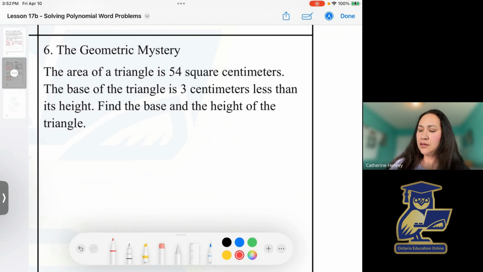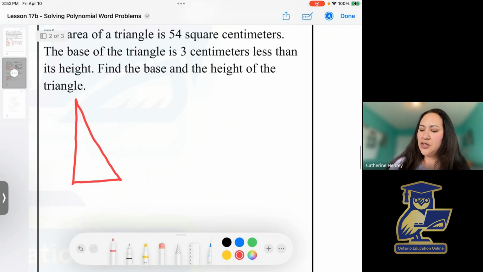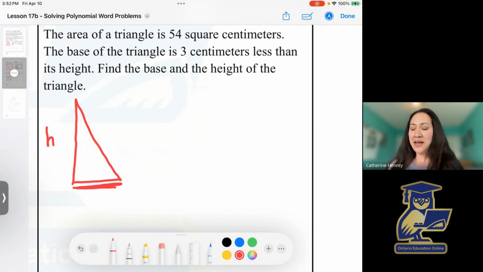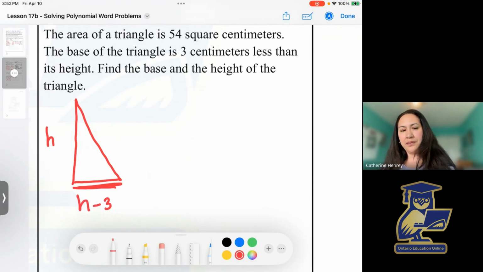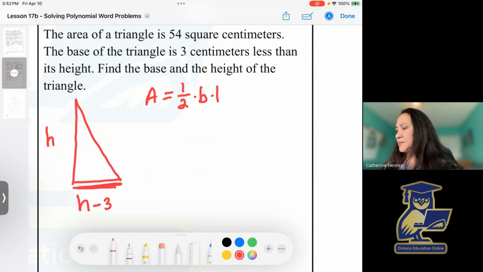So here, we're going to start with drawing a triangle. So we have h, which is the height of the triangle, and we have the base of the triangle, which is described as 3 centimeters less than the height. So I'm going to write it as h minus 3. So let's remember our area of a triangle is equal to 1/2 times the base times the height.